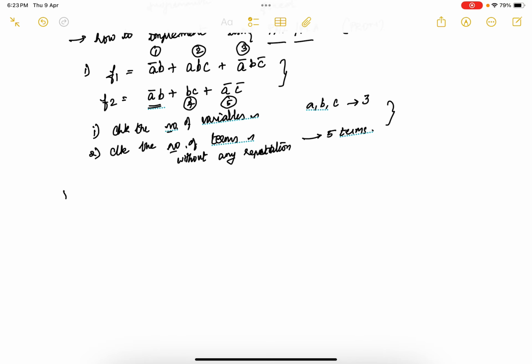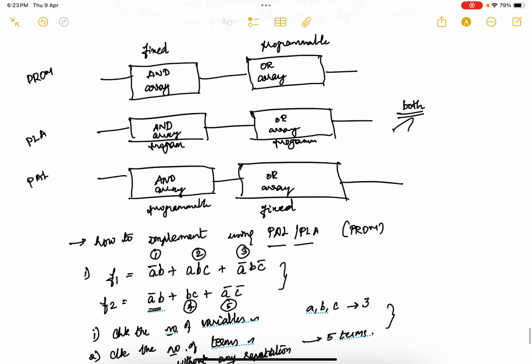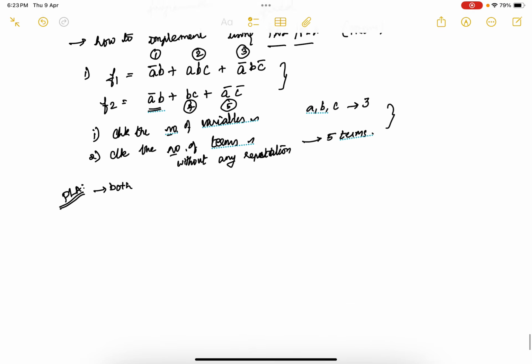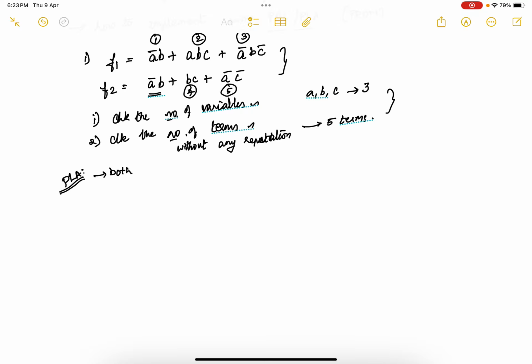First I will go with the PLA implementation, that is the programmable logic array. As per the definition, we know that a programmable logic array means both the AND array and the OR array are programmable. So here I want to program both the AND array as well as the OR array. How to proceed? The first thing is the number of variables.